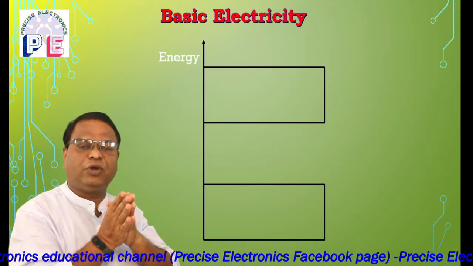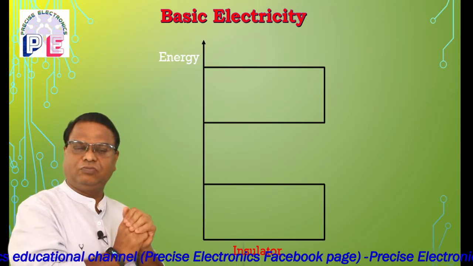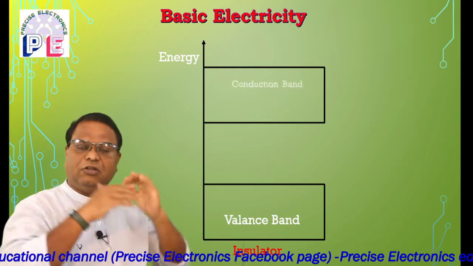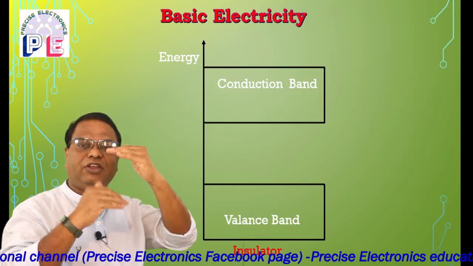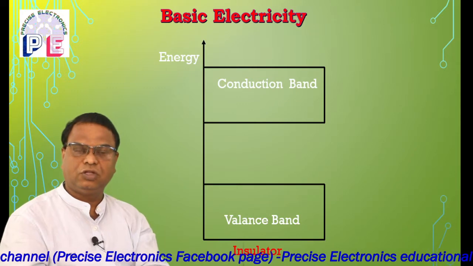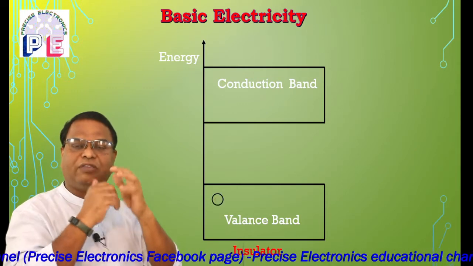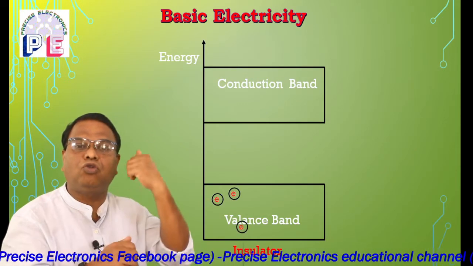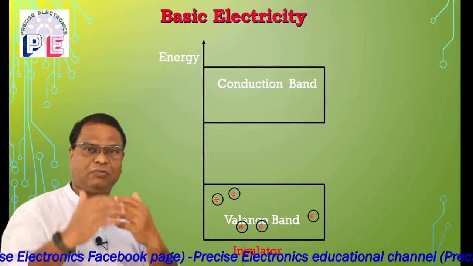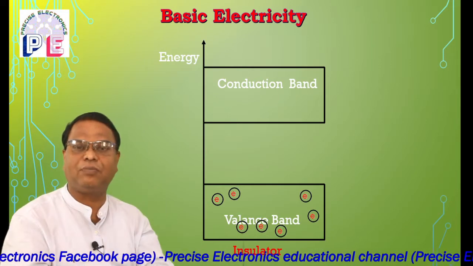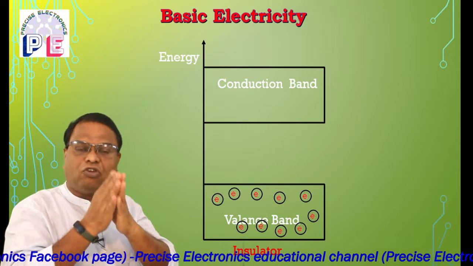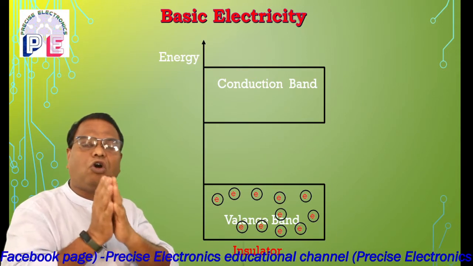The structure of an insulator is going to display on your screen. From the structure it is clear that there is a wide gap between the valence band and the conduction band, and the electrons from the valence band are not able to cross that band gap. So in case of an insulator, the conduction band is almost empty.